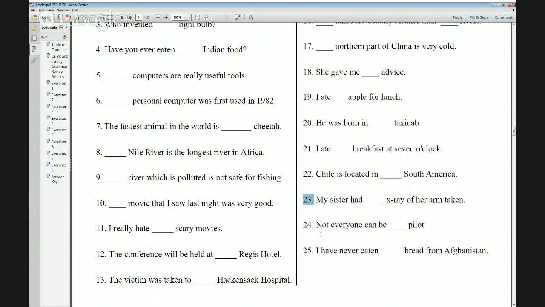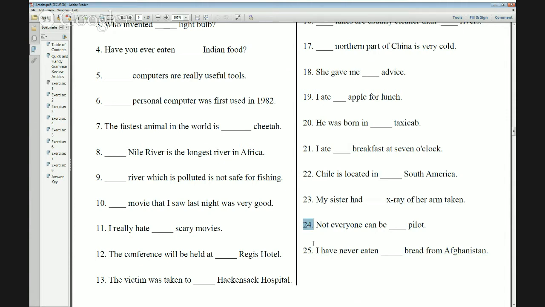My sister had an X-ray on her arm taken. Yes, very good. An X-ray. Even though the letter X is here, we have to say an because why, Julia? Because it's pronounced with an e. Yeah, it has a vowel sound. So this word X-ray begins with a vowel sound, even though it's a consonant letter itself, but the sound begins with a vowel, so an X-ray. Very good. 24, Elena.